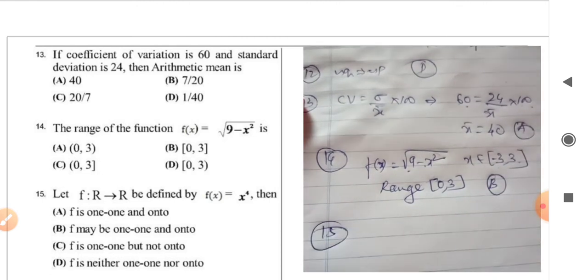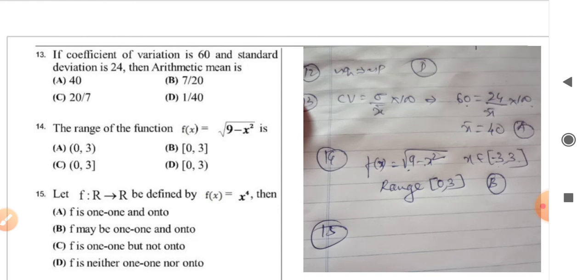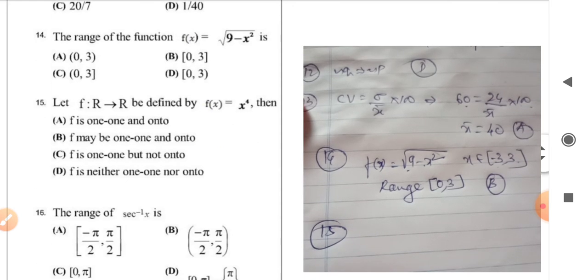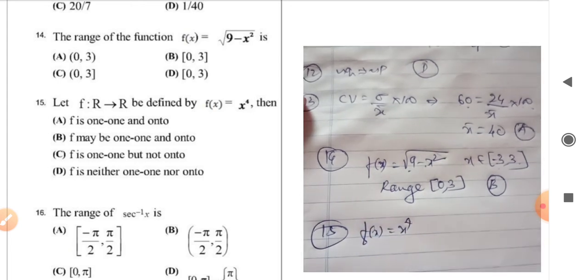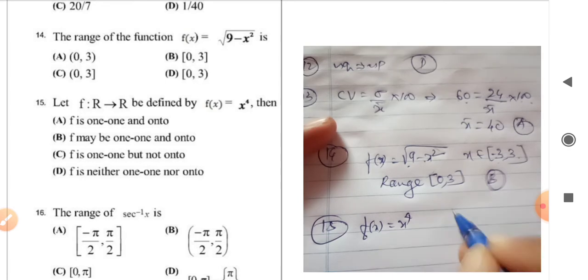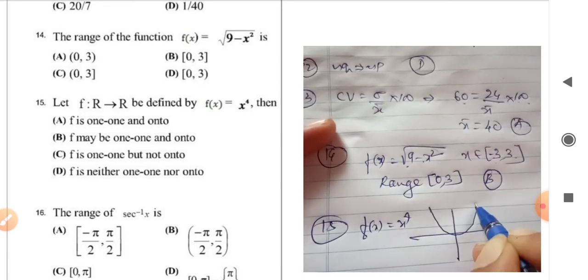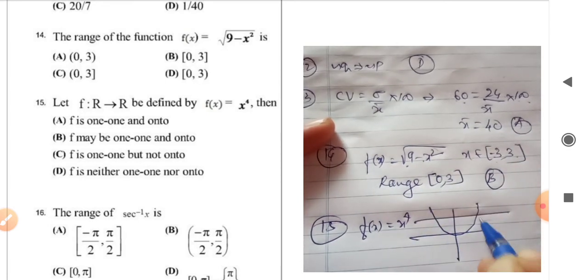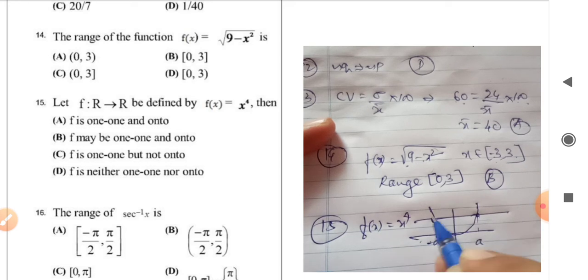So the 15th question, they are asking: f from R to R defined by f of x equal to x raised to 4. Which is neither one-one nor onto, I can say directly. Remember this is an even function. So when you look at this function it looks like a parabolic shape. When you draw a horizontal line, you get two same values. Say for example, here you have minus a, here you have plus a. For minus a and plus a, you have the same y value here. Obviously it cannot be one-one.